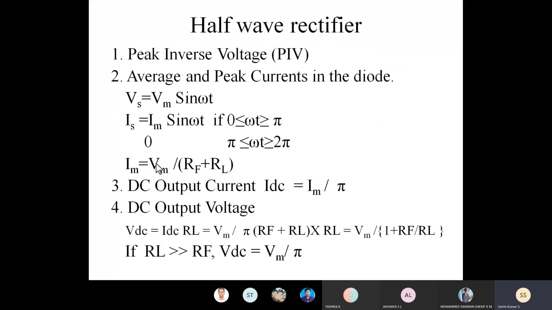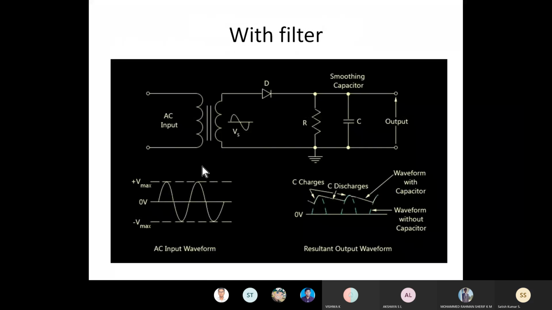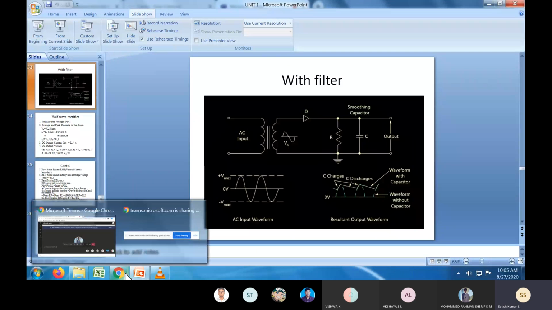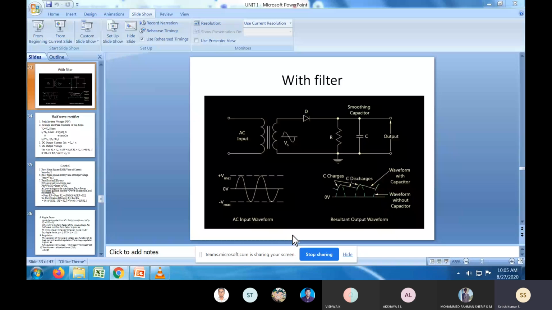So this is the analysis of the rectifier from that point of view. We will wind up here itself, and in the next class we will move on to the remaining topics.